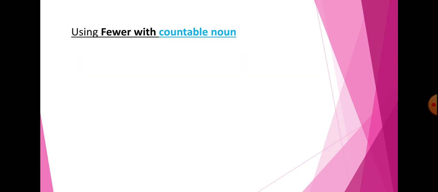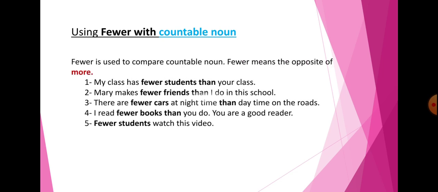Using fewer with countable noun. Okay, so we know already the word countable noun. It means a noun that can be counted. For example, like student, students. So we can count student: 1 student, 2 students, 3 students. So we use fewer with countable noun. Fewer is used to compare countable nouns. Fewer means the opposite of more.